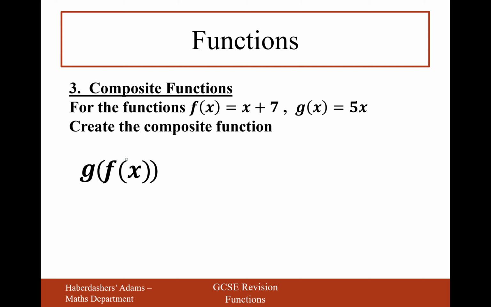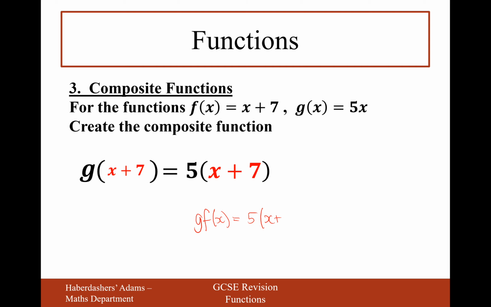The next thing I'll do is the inside of the brackets first, and I'll replace f of x with the function x plus 7. Now once I've got x plus 7, I need to take x plus 7 and put it into the g function. So the g function does 5 times the bracket value, x in this case, but it's going to be 5 times x plus 7. I've effectively taken the g function and replaced the x with x plus 7 this time. So this is the combined function for gf of x. So the answer, gf of x equals 5 bracket x plus 7.